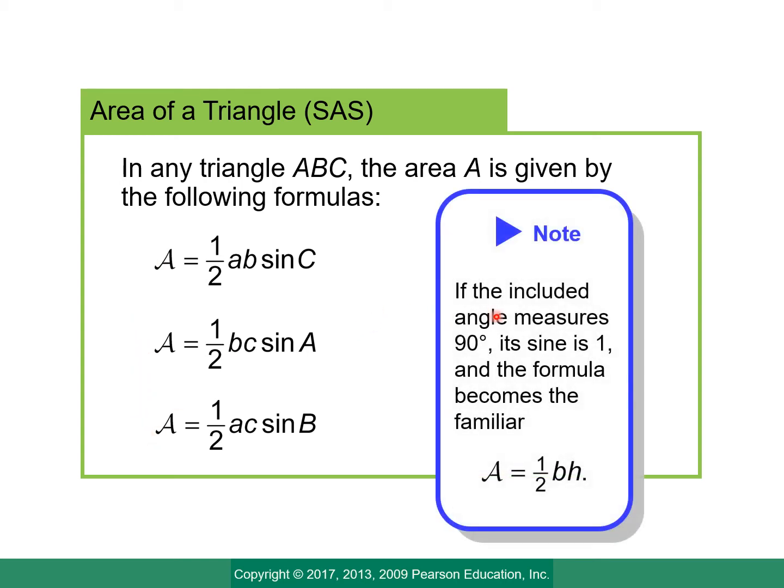Now this is what I was mentioning. The most familiar version is for right triangles. So if the measure of the angle is 90 as the included angle, so let's say C is 90 degrees, or A is 90 degrees, or B is 90 degrees, then it's really a right triangle. And then sine is 1, and it just becomes 1/2 base times height, where height would be the other side length. Like in this case, it would be C, or in this one, it would be little b.